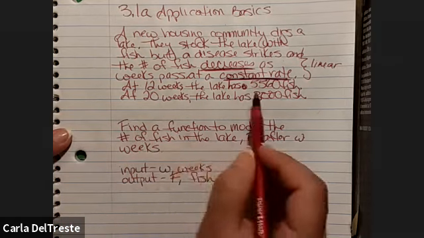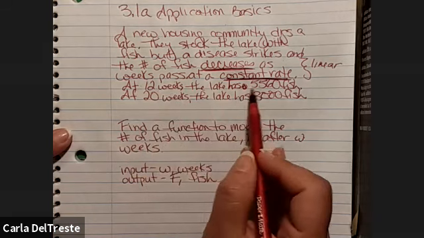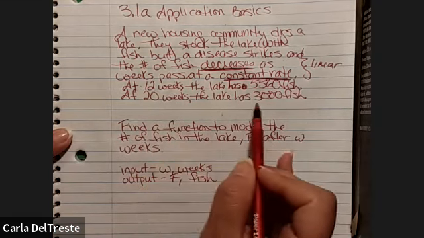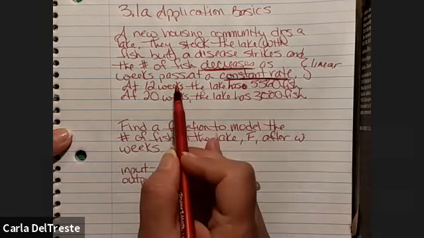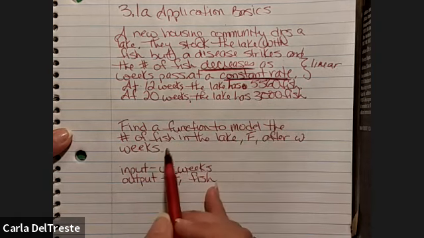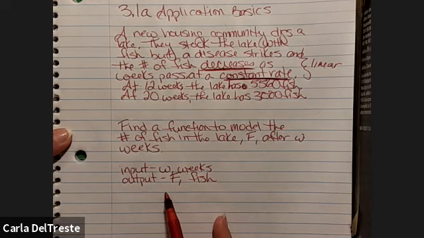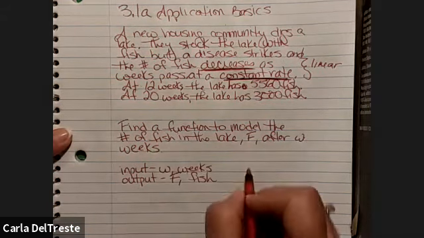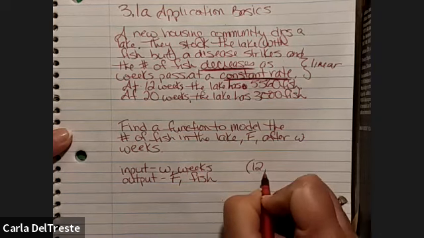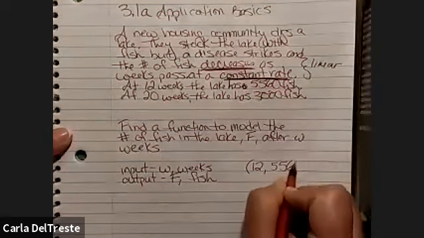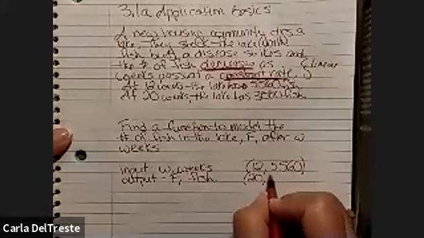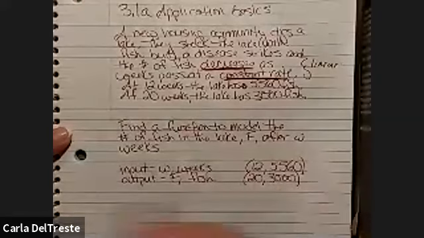What's this information? At 12 weeks, the lake has 5,560 fish. At 20 weeks, the lake has 3,000 fish. Weeks and fish. Input, output. That sounds like two ordered pairs. So I know that after 12 weeks, 5,560 fish, that's an ordered pair, (12, 5,560). And I know 20 weeks and 3,000 fish. It's another ordered pair.